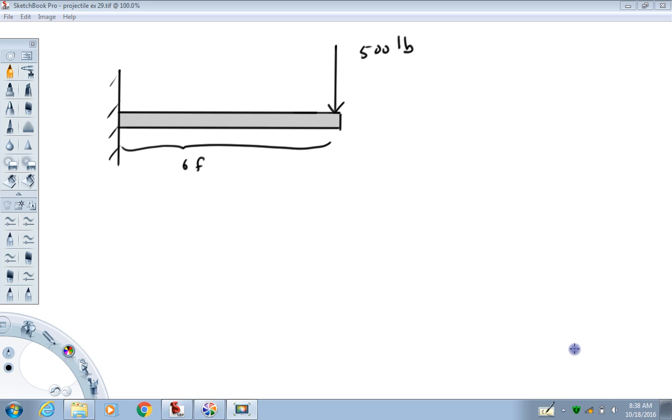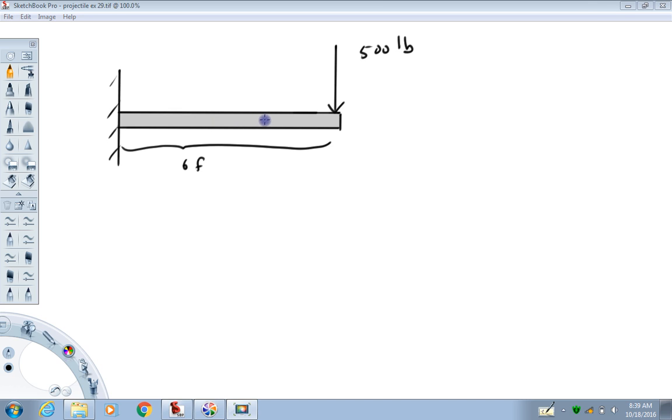This is going to be video number one of a several video series on how to draw shear moment diagrams. So what we're looking at here, imagine we've got this 6-foot beam connected rigidly to this wall as shown with a 500-pound load applied at the end. And what I'm going to do is walk through how to derive functions for the internal shear forces developed along the beam, as well as the internal bending moments.